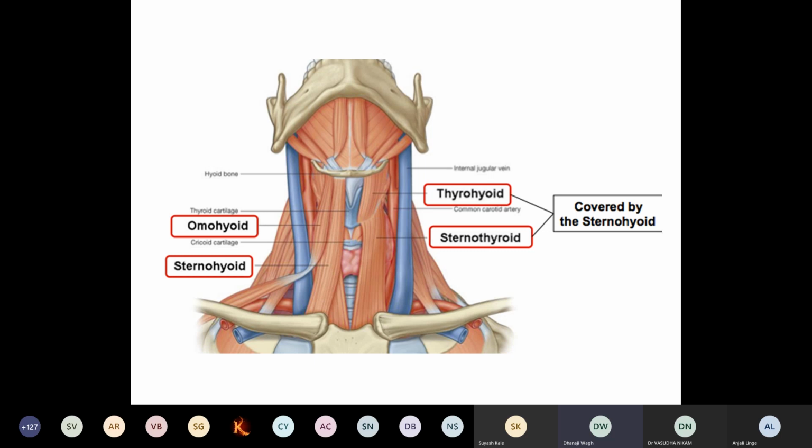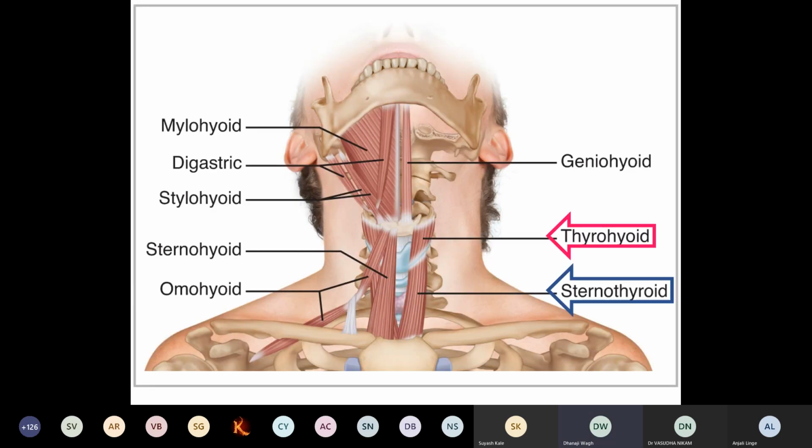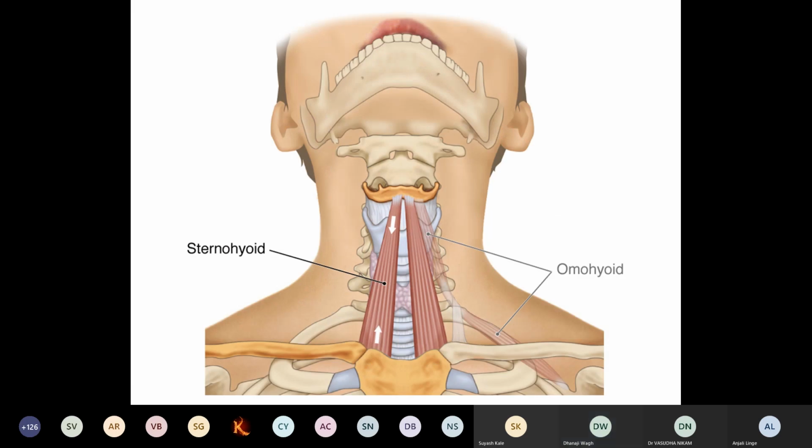Now in this diagram, you can see the superficial group, the omohyoid muscle and the sternohyoid muscle, and the deep group contains the thyrohyoid muscle and the sternothyroid muscle. See this superficial group, the strip of this sternohyoid muscle, that means the muscle goes from the sternum to the hyoid, and the omohyoid belly. You can see here clearly.